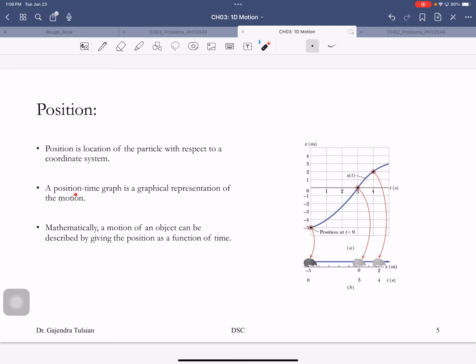A description of a motion can be given in terms of a position versus time graph, or mathematically given by position as a function of time. So in 1D, this is what we are interested in. In 3D, this is what we are interested in.